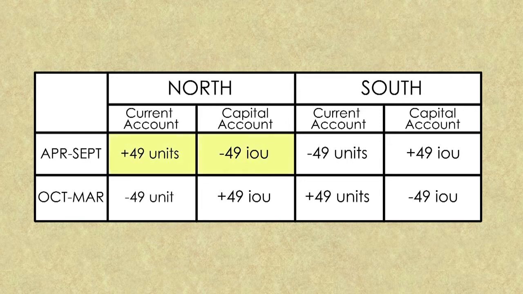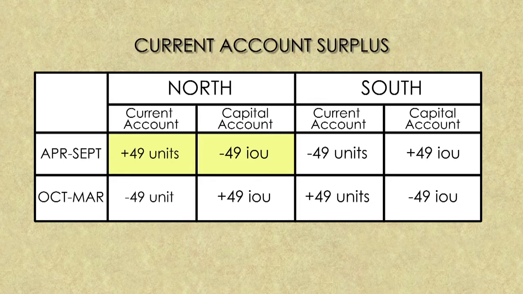Focusing on the period April through September, the North ran what is called a current account surplus because it was a net exporter of food to the South. It exported 49 units of food. In exchange for the 49 units of food, the North received an IOU from the South worth 49 units. Again, using the language of economists, we say the North ran a capital account deficit during that same period since it received an IOU worth 49 units of food and was thus a net importer of currency.